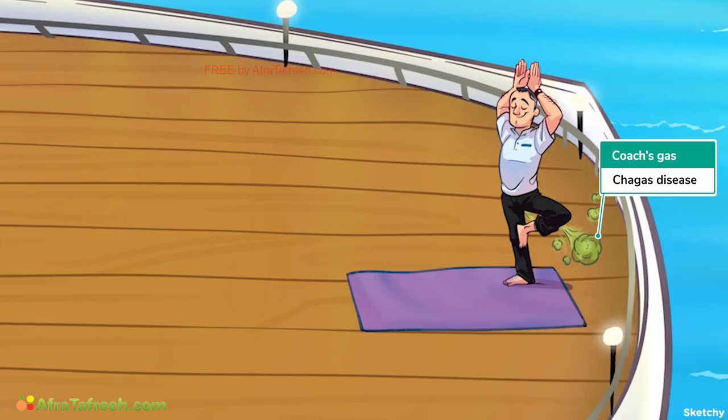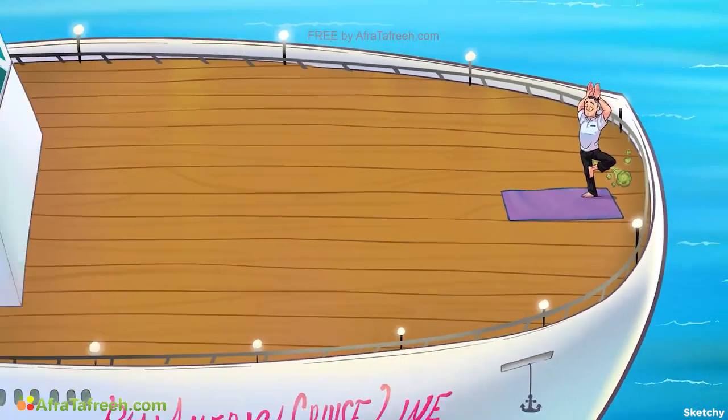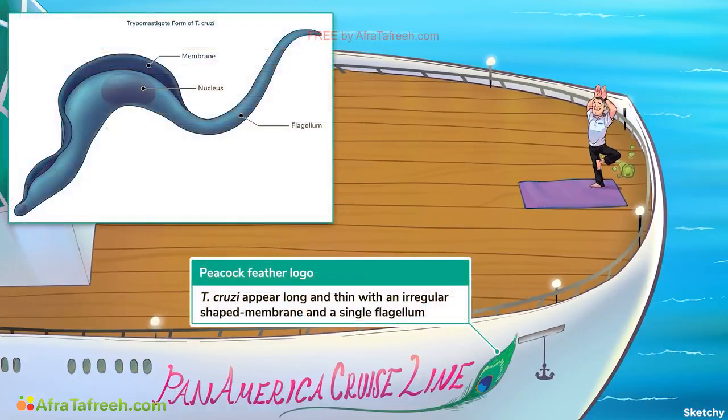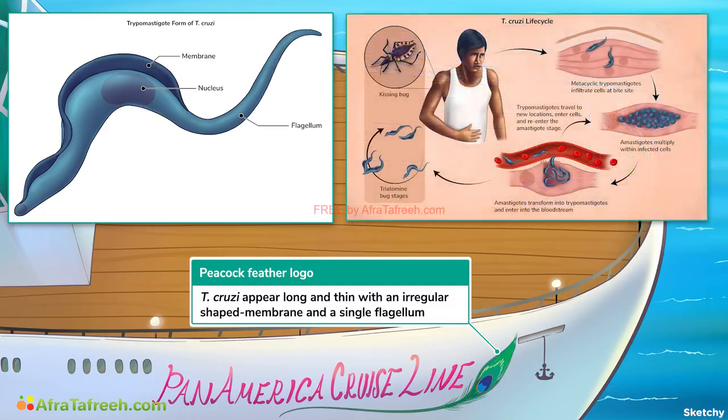Okay, let's get to know a bit more about this parasite. Trypanosoma cruzi is a protozoan parasite. And we've symbolized our parasite with this peacock feather because trypanosomal species are long and thin with a sort of feathery membrane in a single long stem-like flagellum. And this parasite has a really complex life cycle, which involves stages in the vector and in the human host.